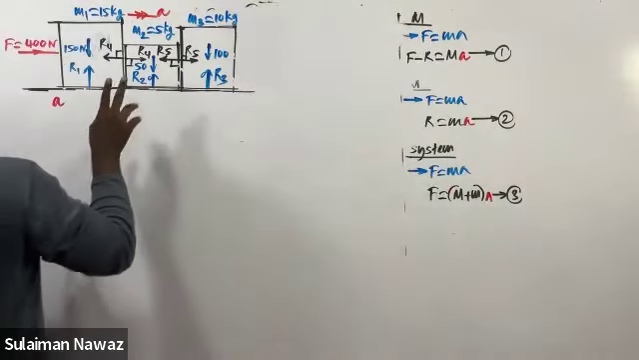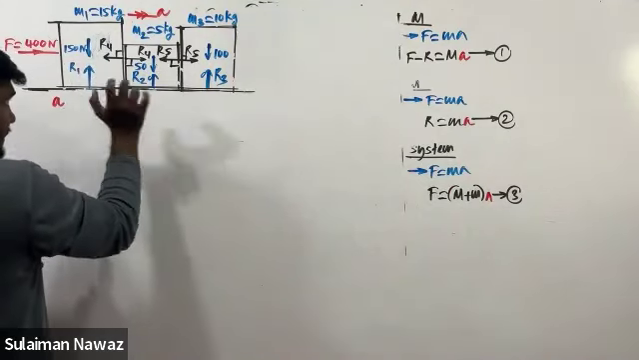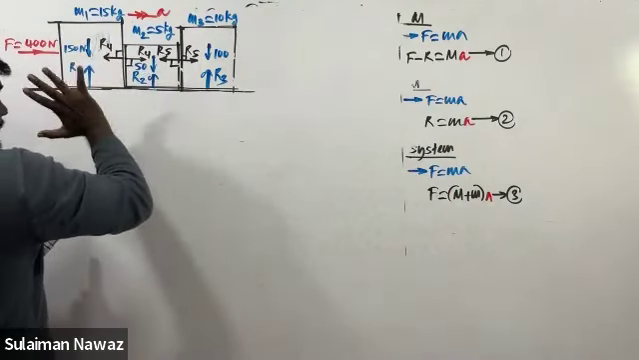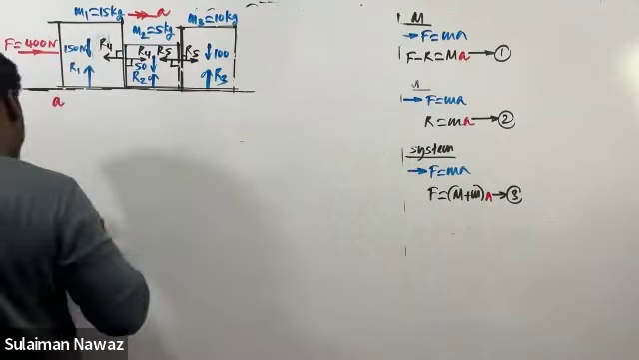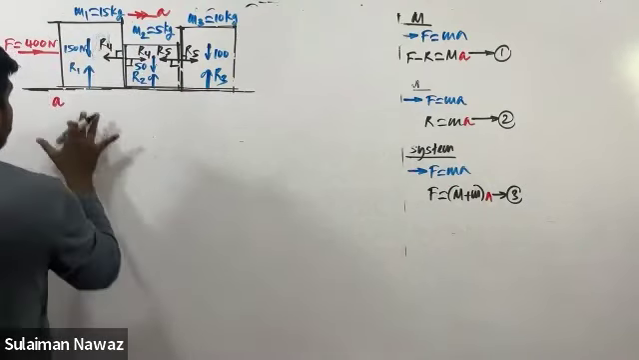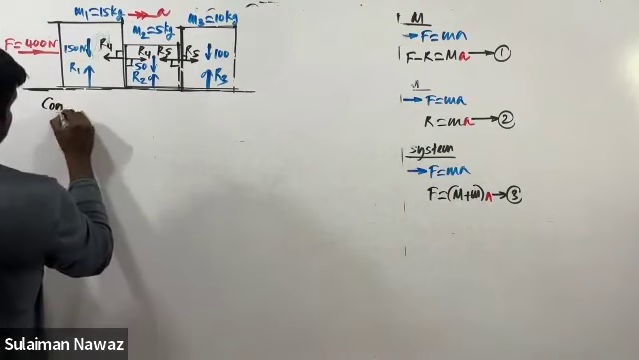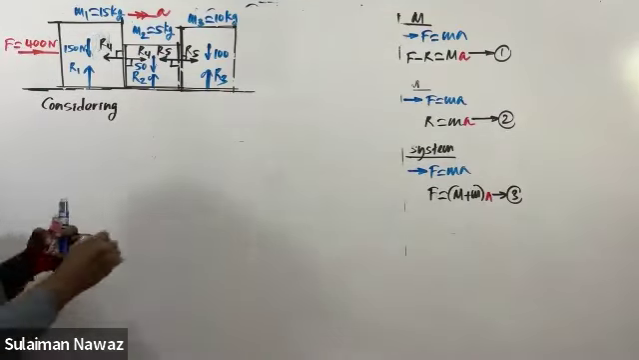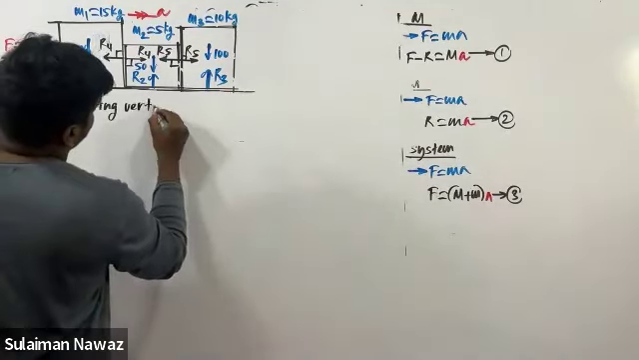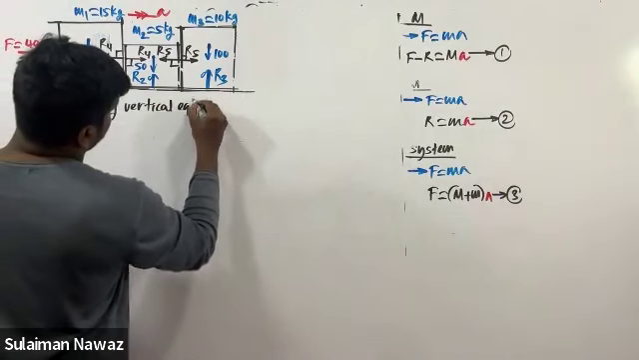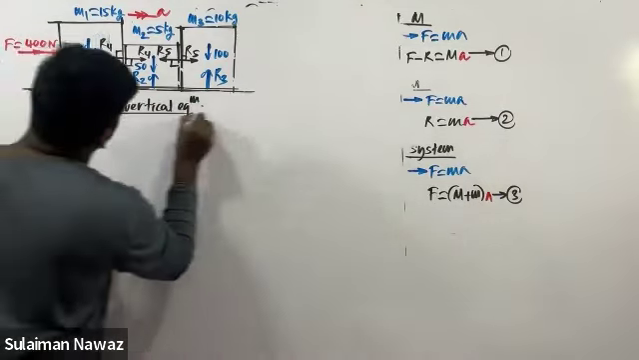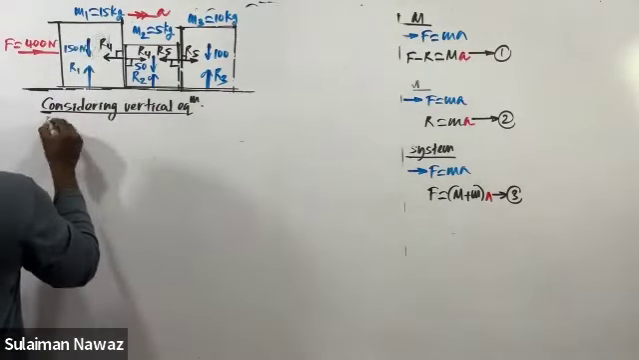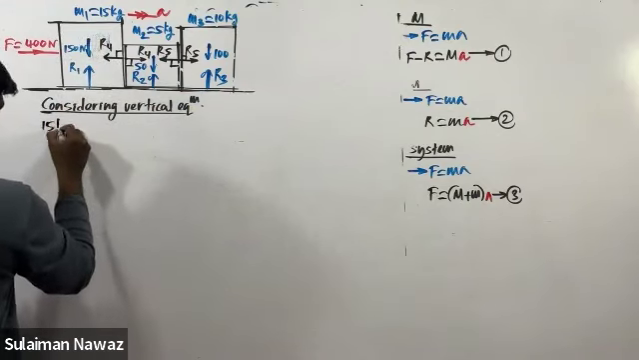Now my target is to find the normal reaction forces and the acceleration. We know this system does not move upwards, therefore the system is under vertical equilibrium. Considering vertical equilibrium, what can I do? Let me consider M1, that is the 15 kilogram mass.